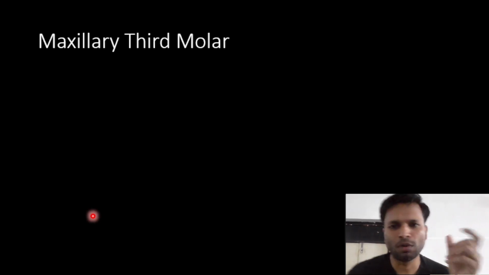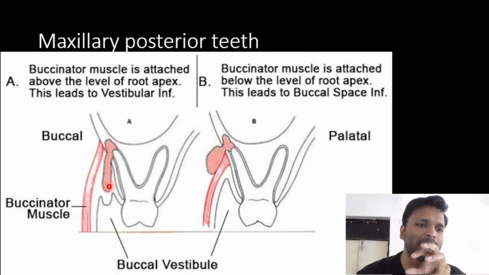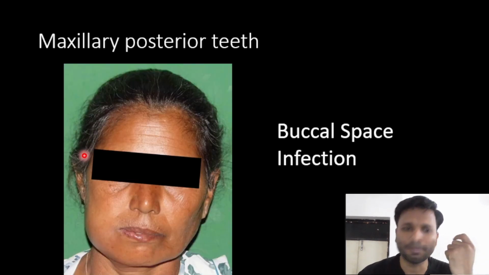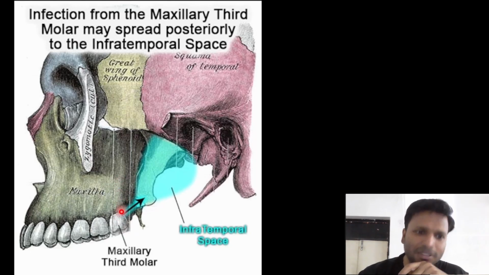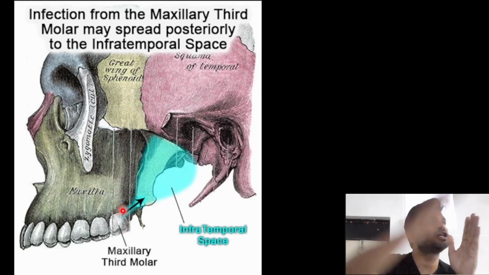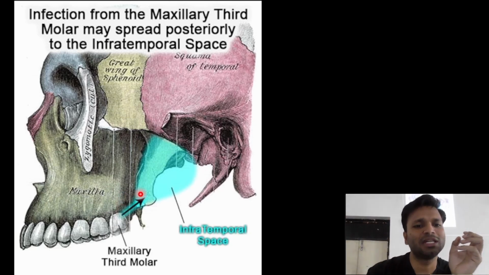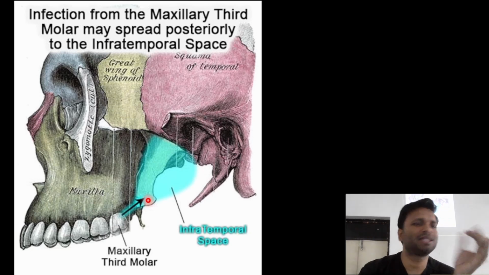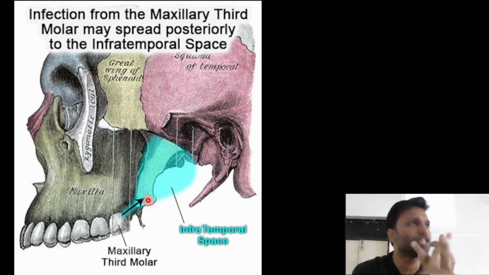Now, there's a small difference. Here we are talking that it can be a palatal abscess, a vestibular abscess, or a buccal space infection. In case of the maxillary third molar, there is an exception, because if the roots of the maxillary third molars are closer to the posterior wall of the maxilla, this abscess can go easily to the infratemporal space also. So from the maxillary posterior teeth, it can be a palatal abscess, a vestibular abscess, a buccal space infection, or an infratemporal space infection.